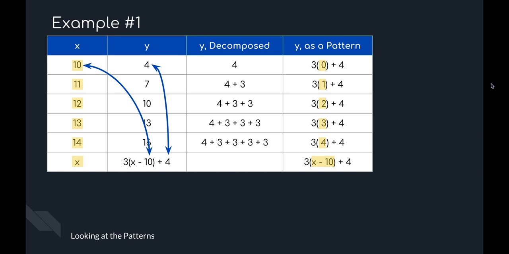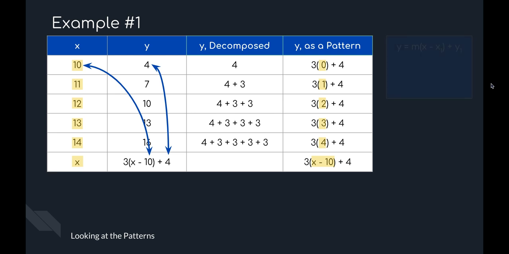Just as in the growing dots one, let's draw some attention to some key details. Notice that the values for x and y, our initial values of 10 and 4, appear in the expression. This is really critical. The initial value of x is whatever is subtracted from x inside the parenthetical expression. The initial value of y is whatever our constant will be.